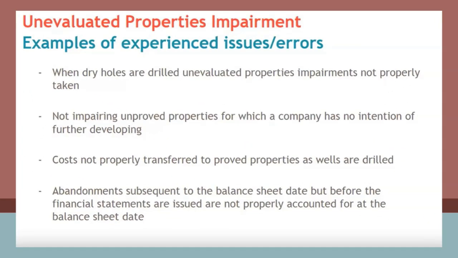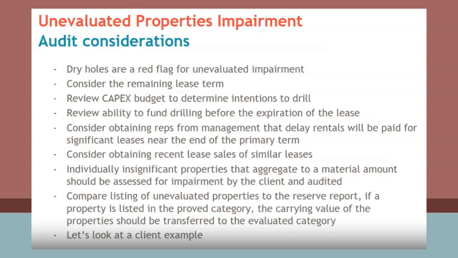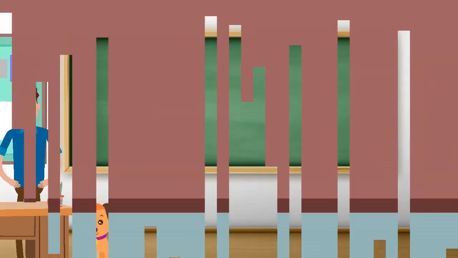Okay. So these are typical issues. We've talked about all of them. Not impairing when you have no intention for further drilling. Costs not being properly transferred from unproved to proved. And then abandonments subsequent to the balance sheet date still might need to be factored in for impairment as long as it's before the report date. So skipping past that. These are just red flags and things to consider when talking about unevaluated impairment. You can look back at this whole list. It's comprehensive. So let's wrap up there.